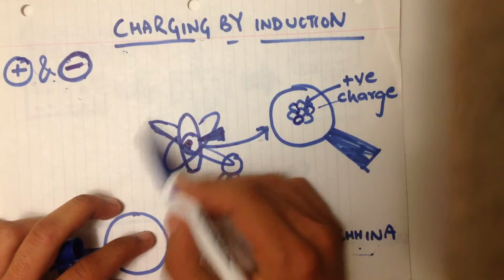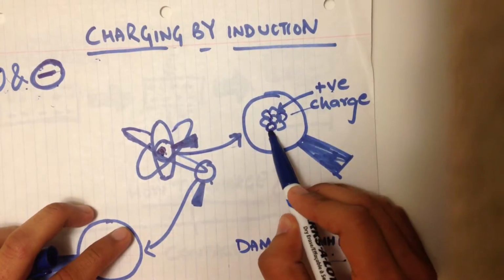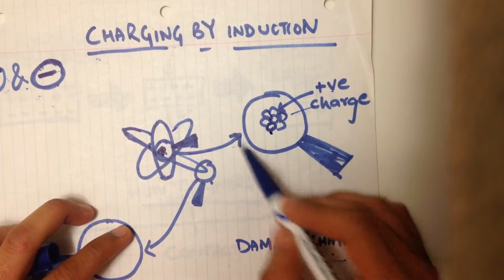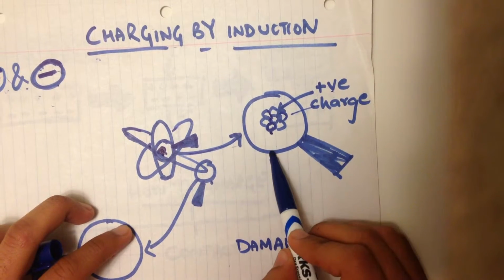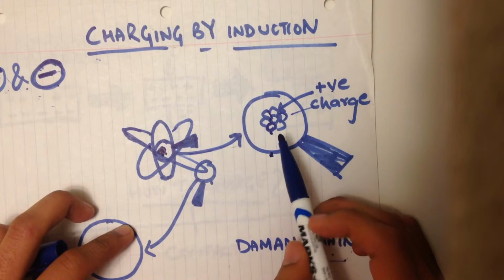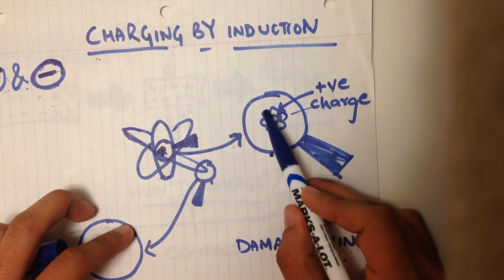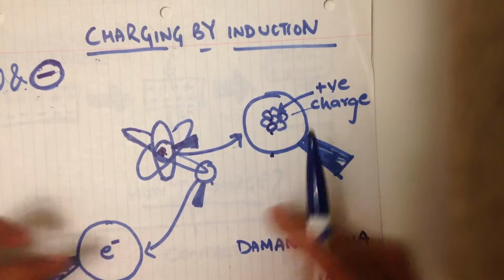Moving on, charges are usually found within atoms. The center of the atom is called the nucleus. This is where all the positive charges or protons are located. If you look at this somewhat magnified image of the nucleus, you will notice that the positive charges are held together very tightly as a result of the strong nuclear force.